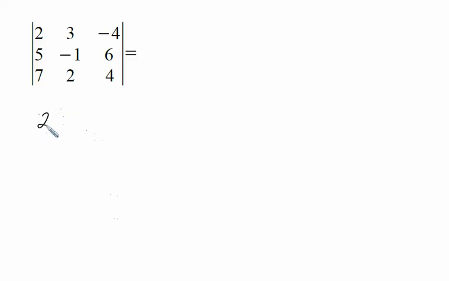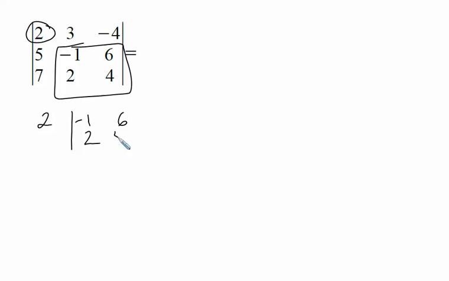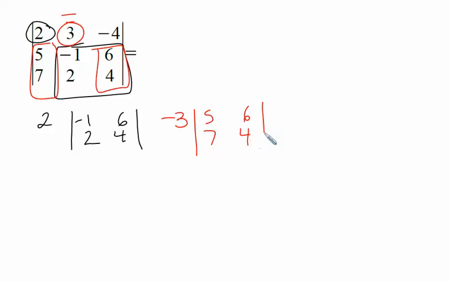So the other way we talked about is you would take this 2 right here and you would go with the determinant of -1, 6, 2, 4. And then you would come over here and you alternate. So this will be a negative and it will be a -3. And then you take the determinant of the stuff that doesn't align with the 3. So 5, 7, 6, 4 in that way.